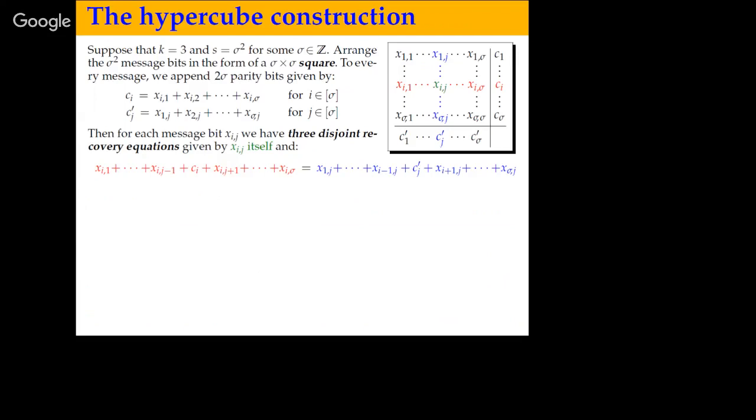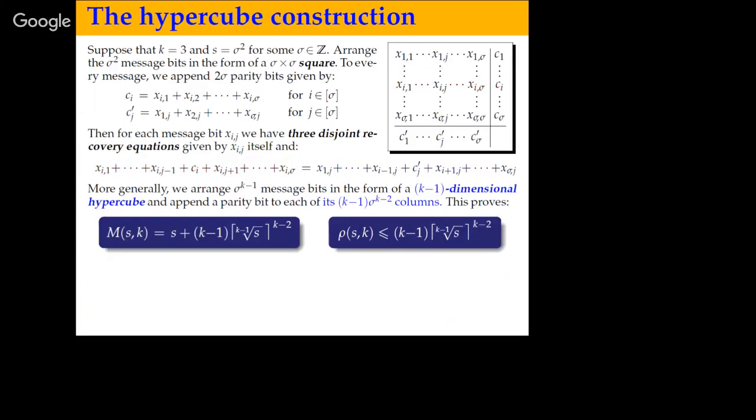Cube, yes, cube. And of course you can do it, and do the same thing. For k equal 5, a hypercube, a 4-dimensional cube, you can do it for anything, right? And if you do that, then more generally, we arrange that.